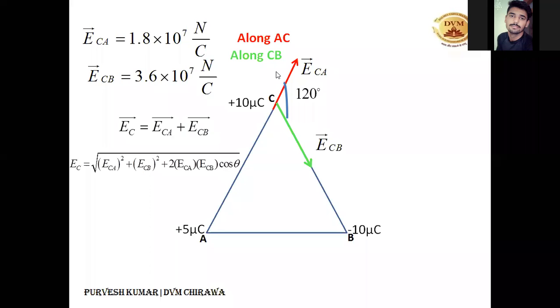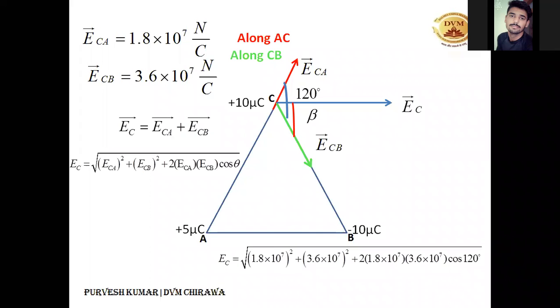Now the angle between these two is 120 degrees, and we need to find this resultant EC. So putting in the values, 1.8 into 10 to the power 7 in place of ECA, and in place of ECB, 3.6 into 10 to the power 7. And cos theta is cos 120 degrees. After putting the values in, this is what you are left with.